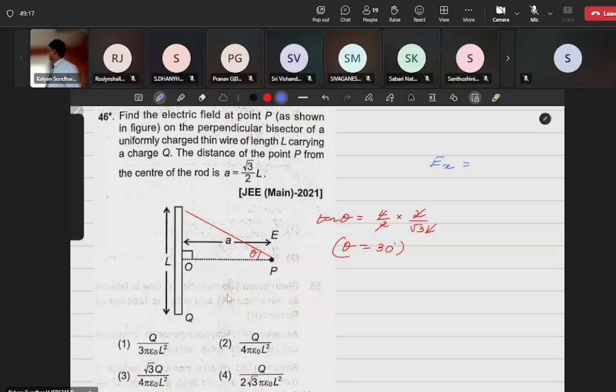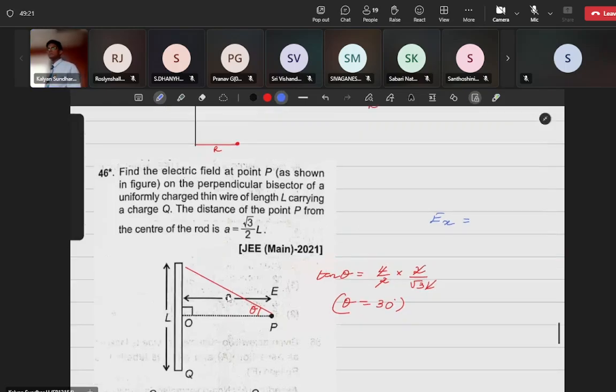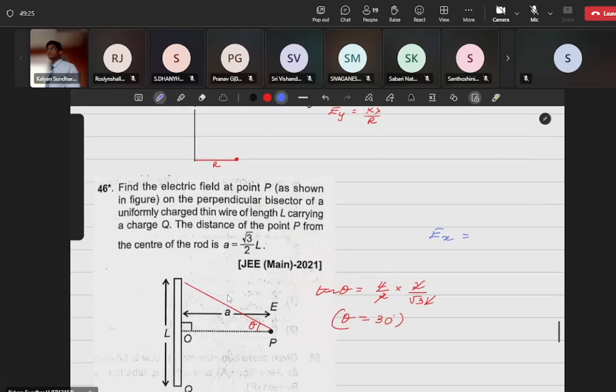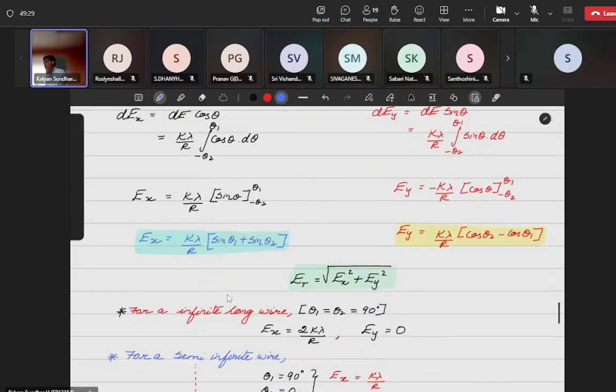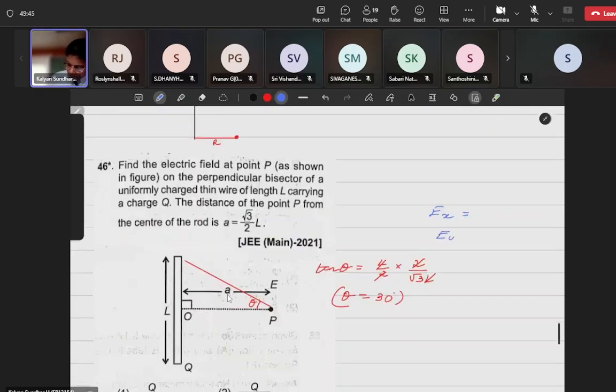Correct? So will E along Y come? Cos theta 2 is cos 30, cos theta 1 is cos 30. Minus, same, cos 30 minus cos 30, it will become 0. So there is no contribution of electric field along Y axis. Correct? So E along Y it will be 0.